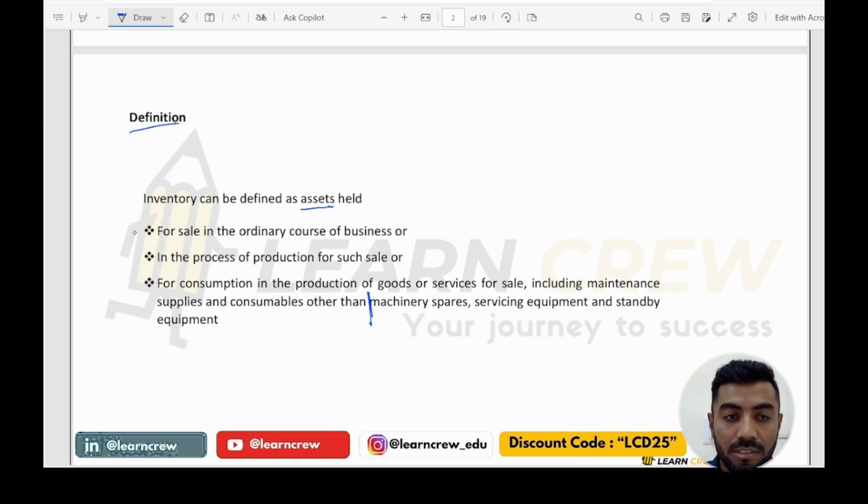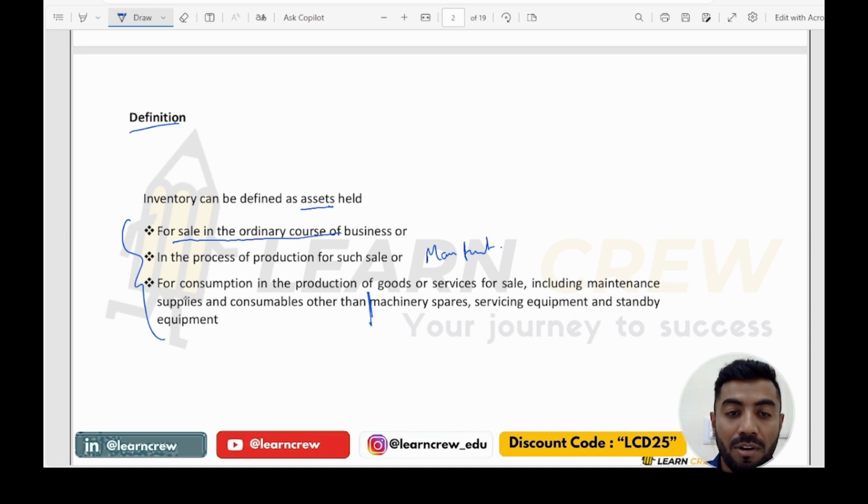This definition is very important. You need to learn it. Inventory can be defined as assets held for sale in the ordinary course of business; this is the common part everybody can remember. We'll also learn the other point: or which is used in the process of production for such sale. In a manufacturing industry, we require raw materials to convert into finished goods.